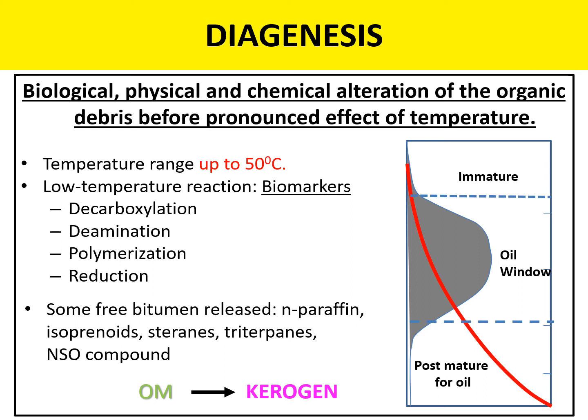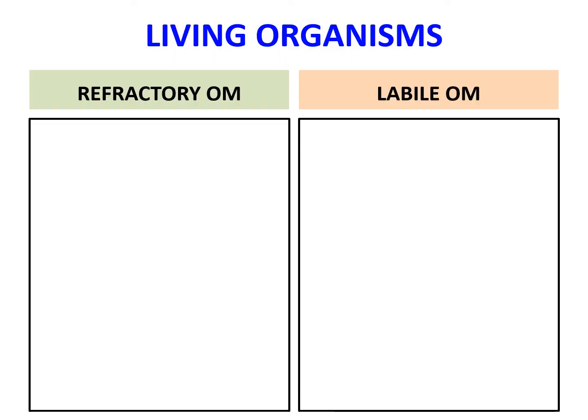Alright, so at this time there is a conversion of organic matter to kerogen at low temperature, and it occurs in immature sedimentary phases during generation of the petroleum. So we go first to the living organisms. There are two different living organisms that will later produce different organic matter types. So we have here two types of organic matter. The first one is refractory organic matter, and the second one is labile organic matter.